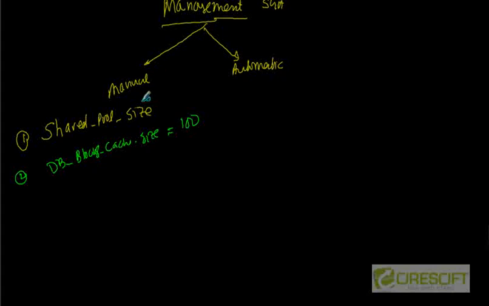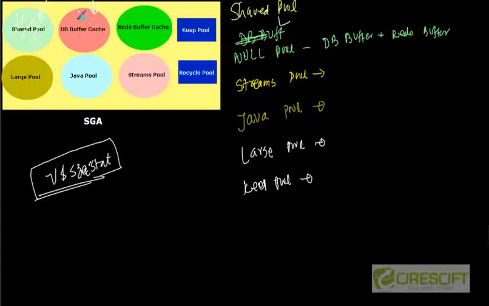And if you want to set your redo log buffer, another parameter is called log_buffer. You set some values. Similarly, if you want to set your Java pool size, there is a parameter called java_pool_size. By setting this parameter, you can set the value. Essentially, what I'm saying is that there is a way you can size all these individual pools.